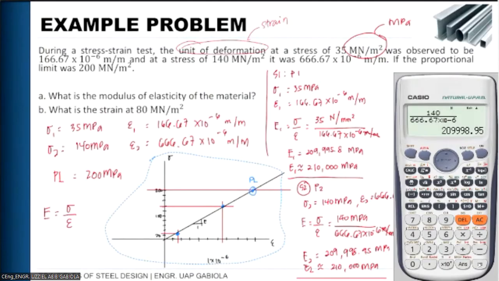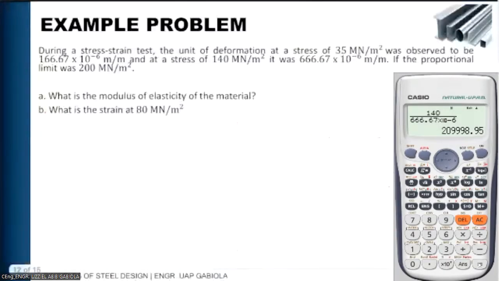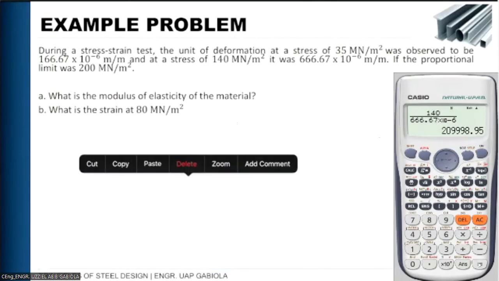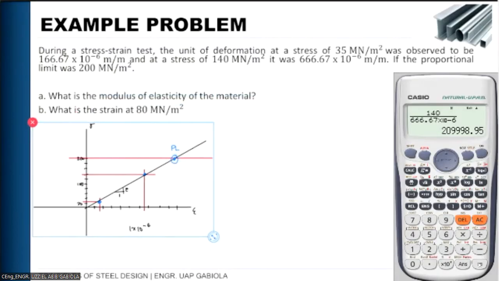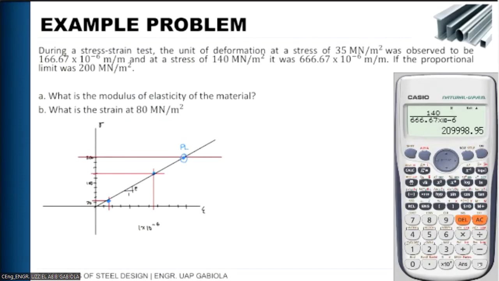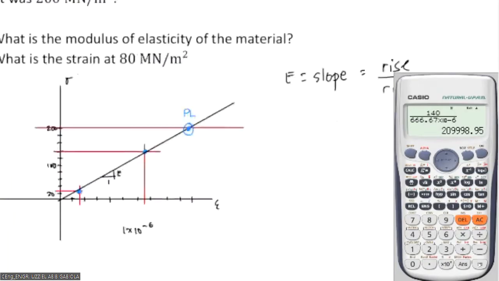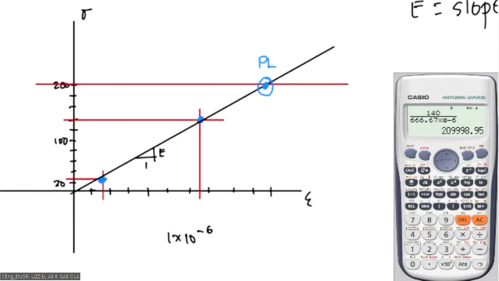Let me show. Okay, so the modulus of elasticity is equal to the slope, which is rise over run. Going to our figure, our rise from one point to another point is this point, and our run is from the left point going to the right.